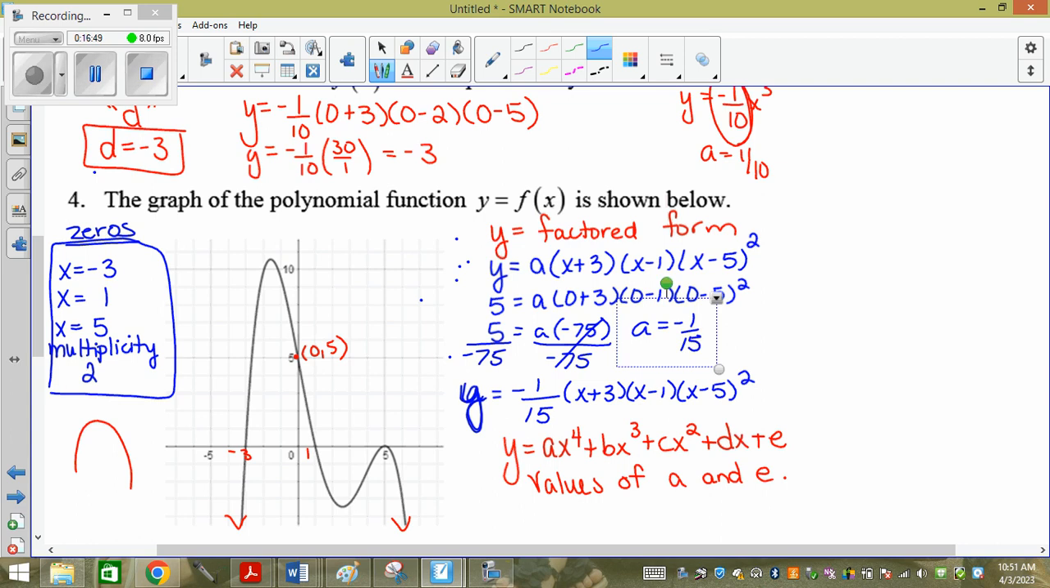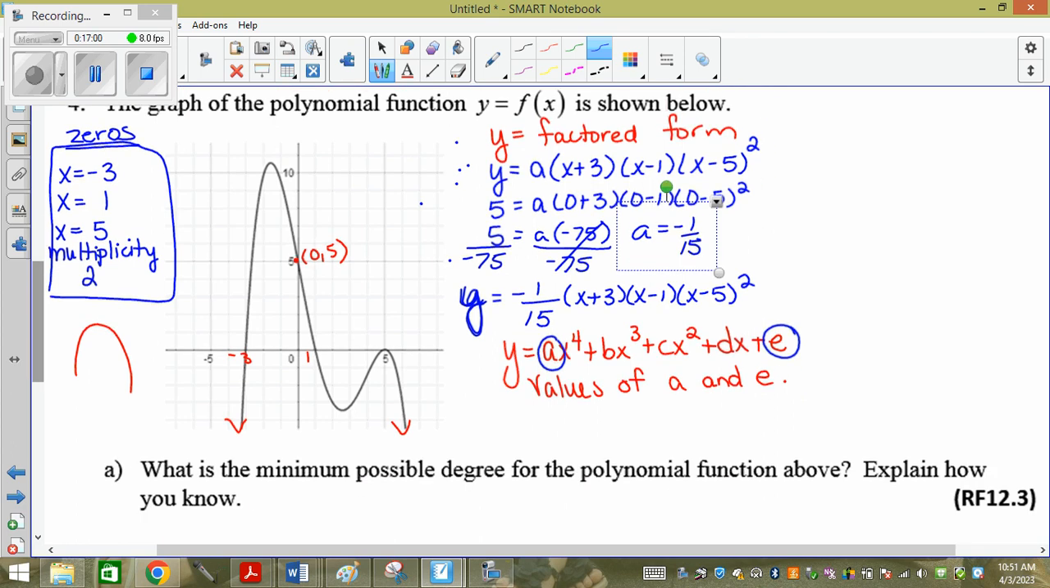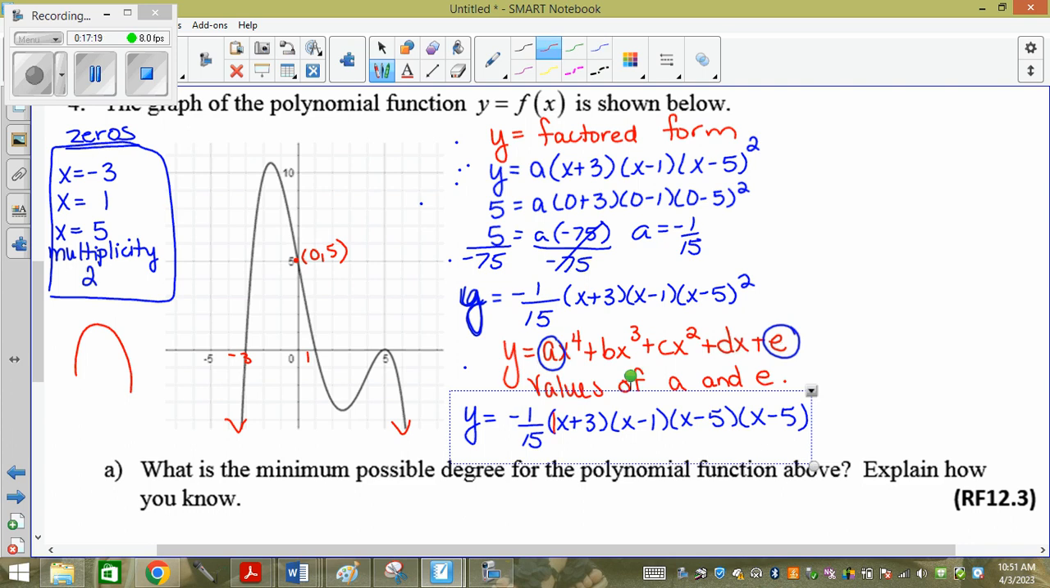Okay, so in factored form, we'd be done. But if it asks for the a of this, or sorry, the e in this case, my a ends up being negative 1 over 15. It's true because all of my roots, all of my zeros were whole numbers or integers. So I have x plus 3, x minus 1, x minus 5, x minus 5, and I write them all out separately. This has a 1, a 1, a 1, a 1. So if I go negative 1 over 15 times 1 times 1 times 1 times 1, I still get negative 1 over 15, x to the 4.